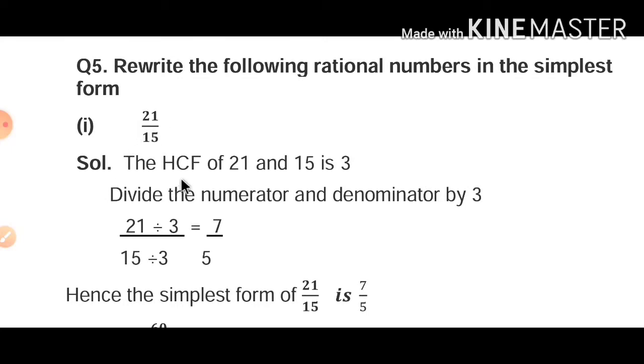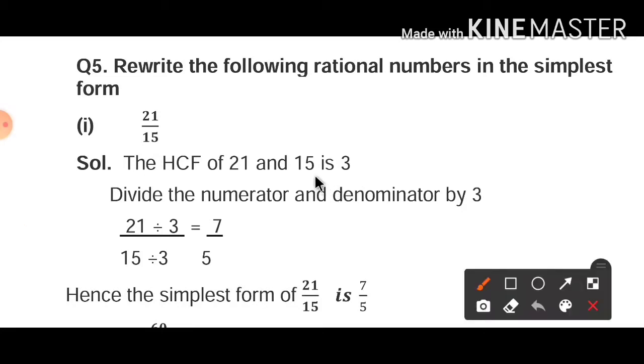First we have to find the HCF of both numerator and denominator. HCF of 21 and 15. We know that the HCF can be found by two methods, prime factorization or the continuous division method. You can use any one. So let us find the highest common factor by the continuous division method.